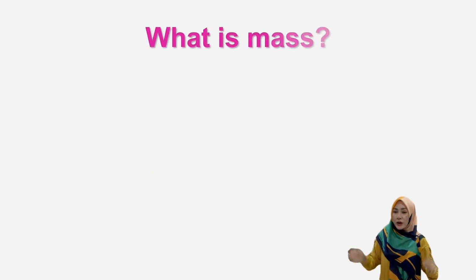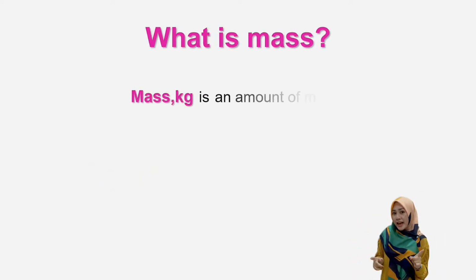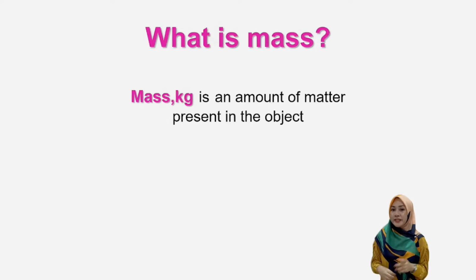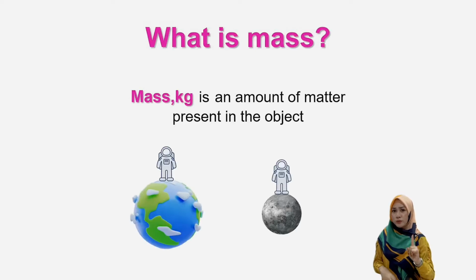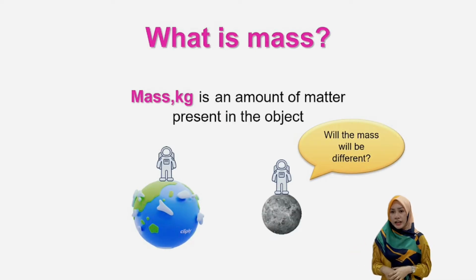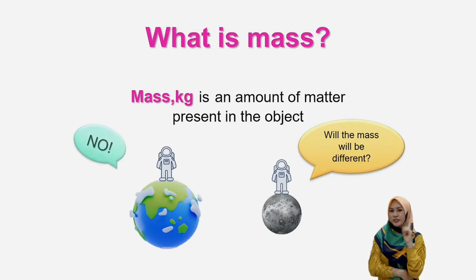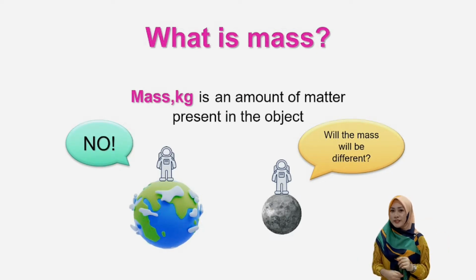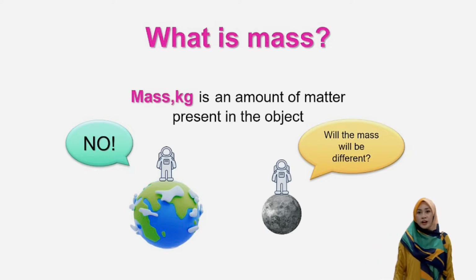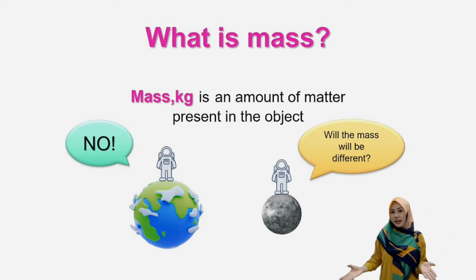Hi students! What is mass? Mass is an amount of matter present in the object. It means our body has mass, and everything in the world also has mass. Will the mass be different when you are on the earth and on the moon? No, this is because the mass cannot change no matter where you go. The matter in the body will still be the same, whether you are on the earth or on the moon, the mass will be the same.